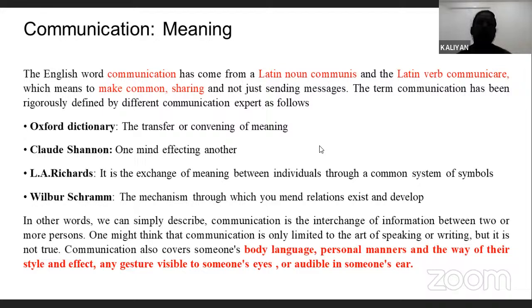And Wilbur Schramm said communication is the mechanism through which human relationships exist and develop. In the question paper, they give the definition and ask who gave this definition: Claude Shannon, or I.A. Richards, or Wilbur Schramm.